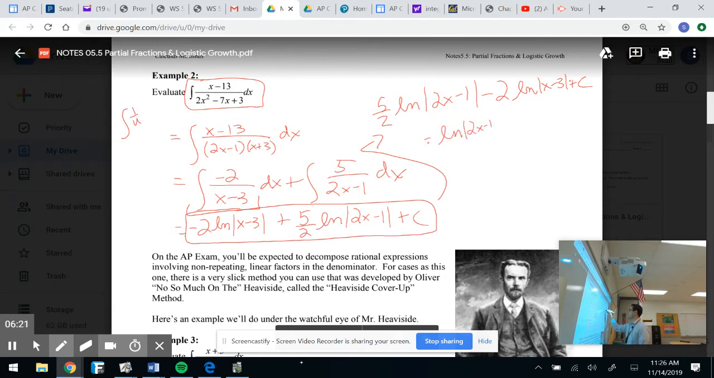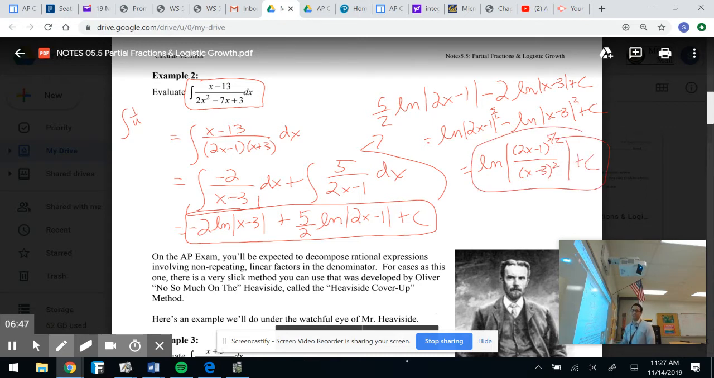It would be 5/2 times the natural log of 2x minus 1, minus the natural log of x minus 3 squared, which then I could technically get rid of that absolute value, right? And then I could combine those. That'd be the natural log. Here we go, the absolute value, on the top I would have 2x minus 1 to the 5/2, and on the bottom I would have x minus 3 squared, right? That's just using rules of logs. Just remember that they're going to do stuff like that, okay?